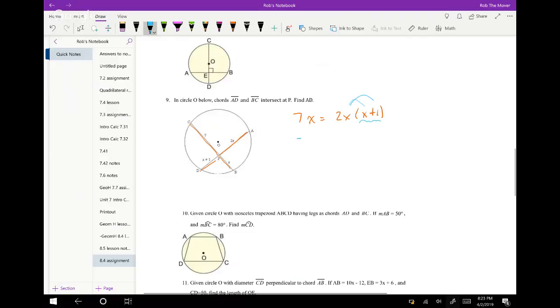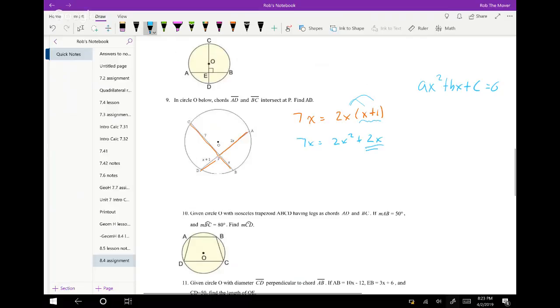So after you distribute, you get 7x on one side, 2x squared plus 2x on the other. And this is a quadratic equation that actually has a middle term here, right? We have something of the form ax squared plus bx plus c. And we usually set that equal to 0. And we can solve it in many ways. We could solve it by factoring if the numbers are nice. If the numbers are not nice, you could still solve it in some other ways. You could complete the square. If all else fails, you can use the quadratic formula.